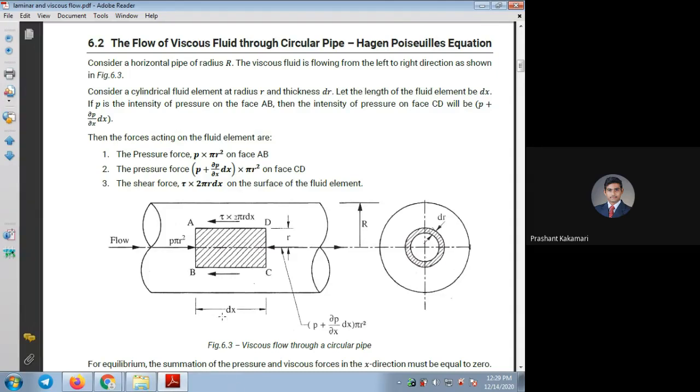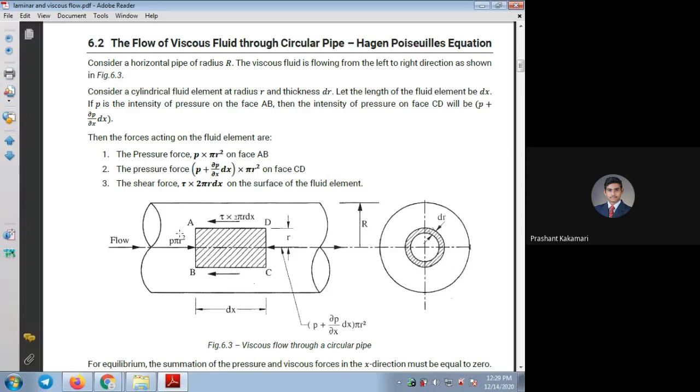Then the intensity of the pressure P acting on the face AB: the force acting is pressure into area, that is P into pi r square, because the small ring we have considered has an external surface radius r. So for that we have considered the area as pi r square.